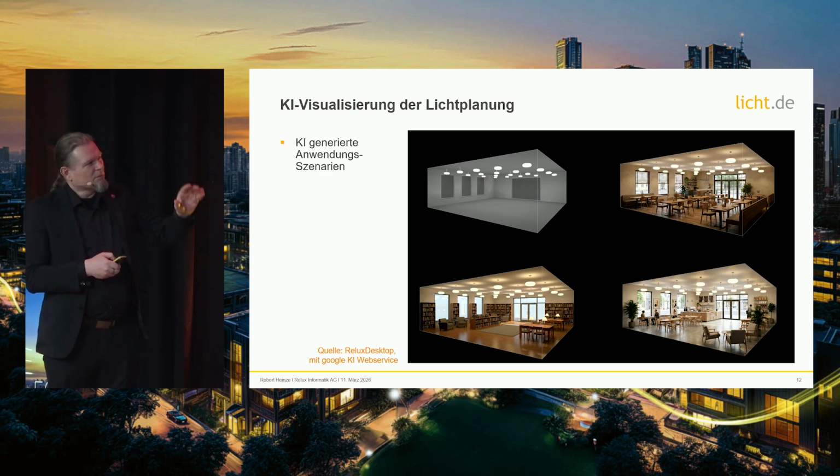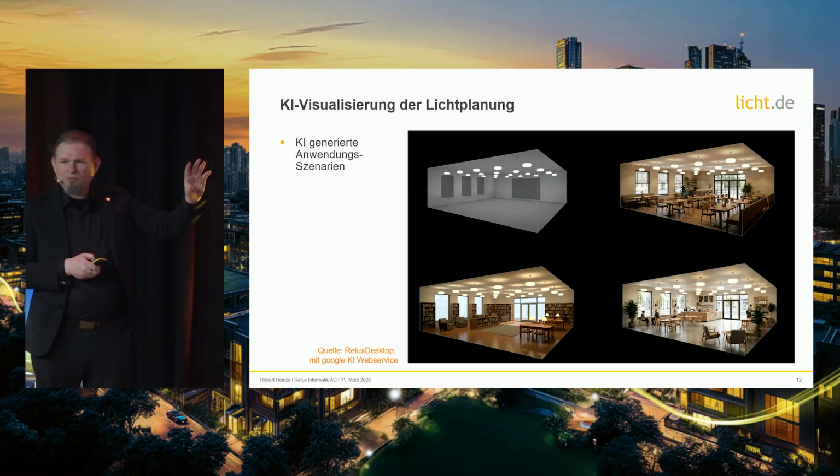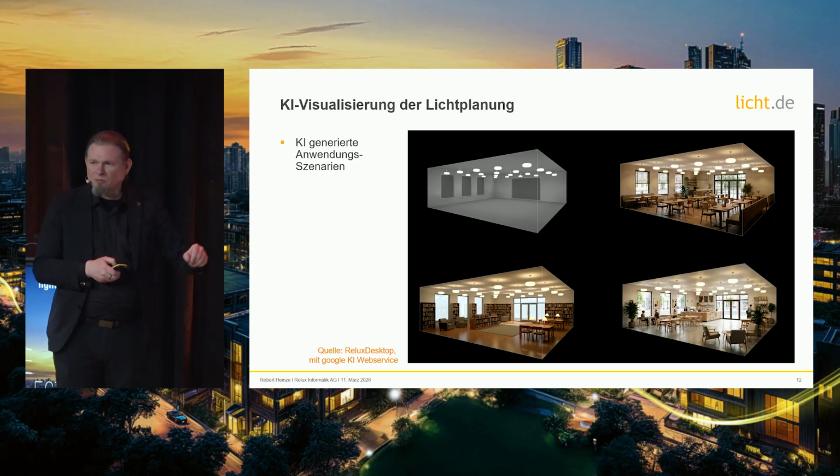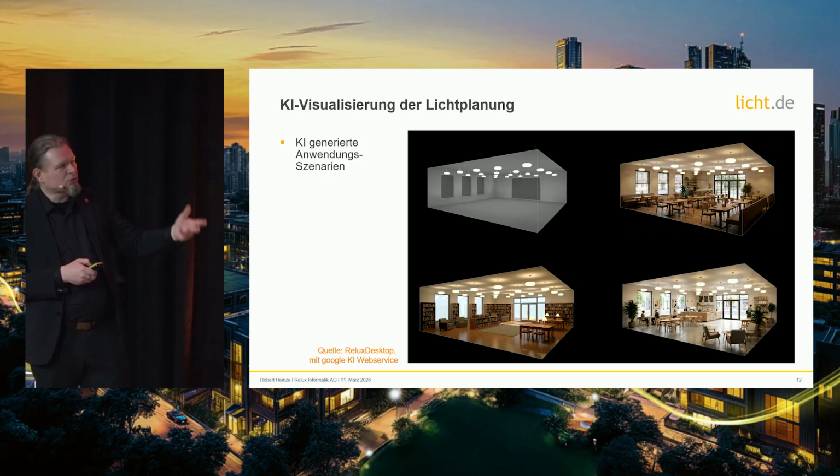What I can do with AI, most of you will know that at the top of the left we have a Relux light density rendering. That is the sort of run-of-the-mill rendering without any furniture or plants or textures. So this is the result of easy lux if I want to have 300 lux on the floor.